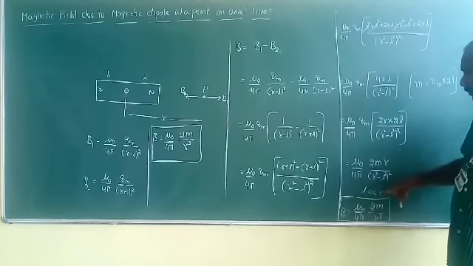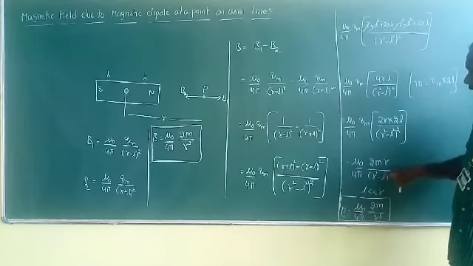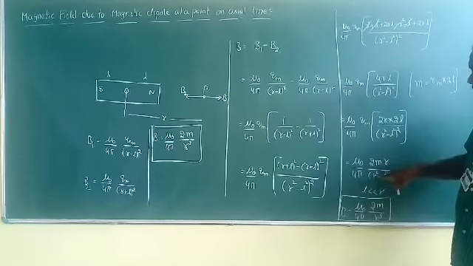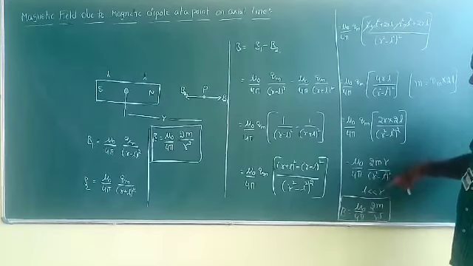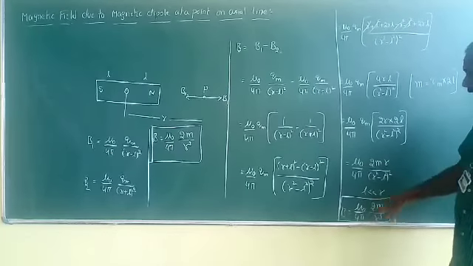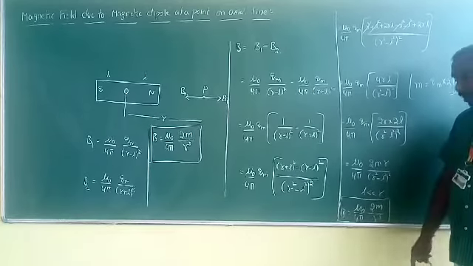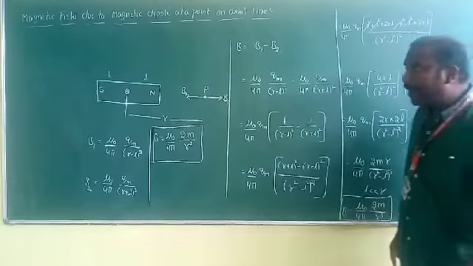If the length L is much less than r, then this can be neglected, and here you will get r power 4, then here r and r power 4 get cancelled, and finally I got B is equal to mu naught by 4 pi into 2M by r cube.